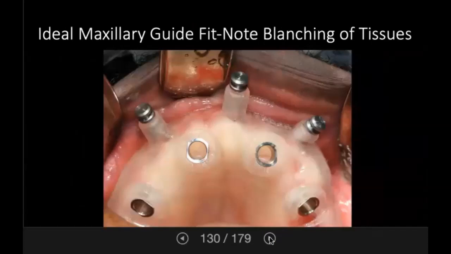Ideal maxillary surgical guide fit should allow for even contact on the alveolar ridge and the palatal tissues. Note symmetrical tissue blanching with the guide in place and skeletal fixation pins in position.